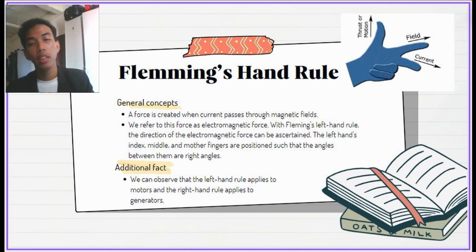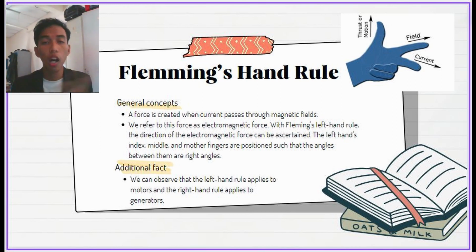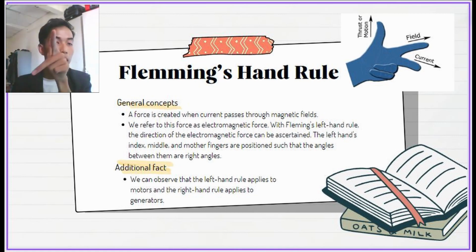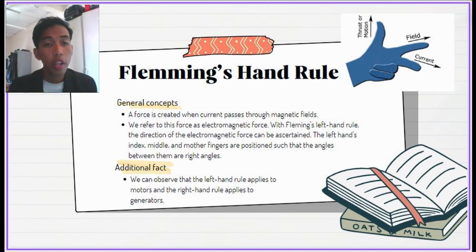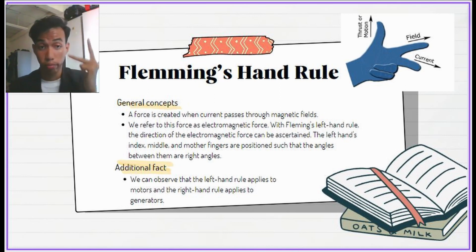On the top right, there is a sign showing how to use Fleming's hand rule, where our hand needs to be positioned like this. For the general concept, a force is created when current passes through a magnetic field. We refer to this force as electromagnetic force, and Fleming's left-hand rule is used so the direction of the electromagnetic force can be ascertained.